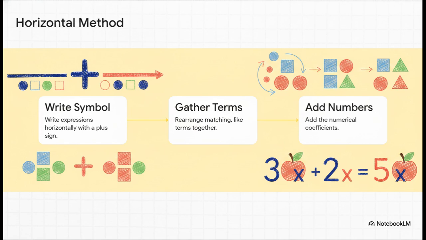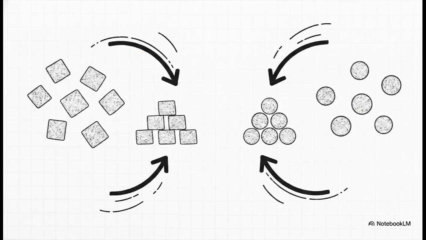With the golden rules safely in our tool belt, let's try our first strategy, the horizontal method. Step 1, you write the whole problem out horizontally in one long line, linking the expressions with a plus sign. Step 2, you play matchmaker and gather all the matching like terms so they're sitting right next to each other. And step 3, you simply add their front numbers, the numerical coefficients. The most important thing here, the variable parts stay completely untouched. Just like adding 3 apples and 2 apples gives you 5 apples, right? Not 5 super apples.